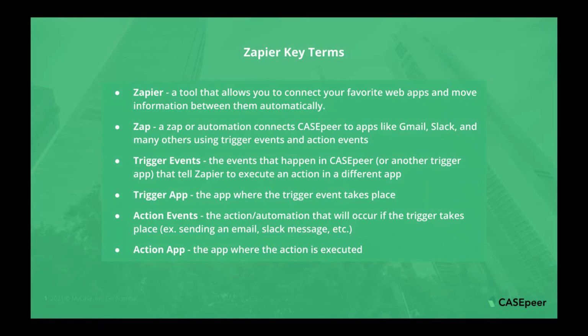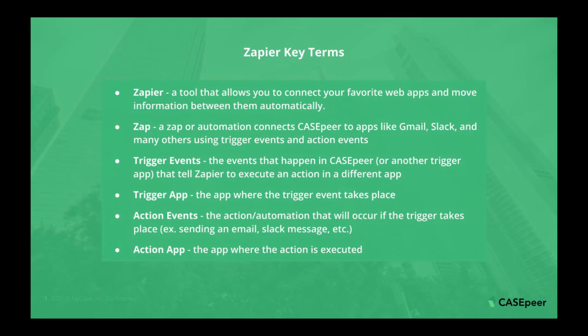So there's a trigger app, that's where the trigger event takes place. Then there's the action app, that's where the action is executed. Now, the action that is executed is called an action event. So the action event is an action or an automation that will occur if the trigger takes place. So the action event can be something like sending an email, a Slack message, or maybe you use a different app to get notified. So those would be the action events.